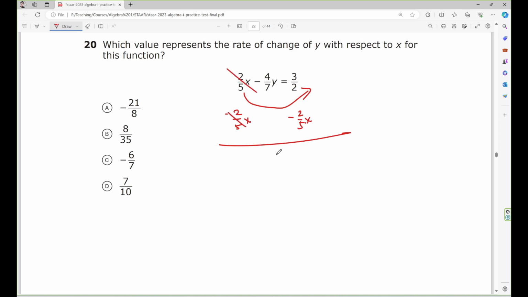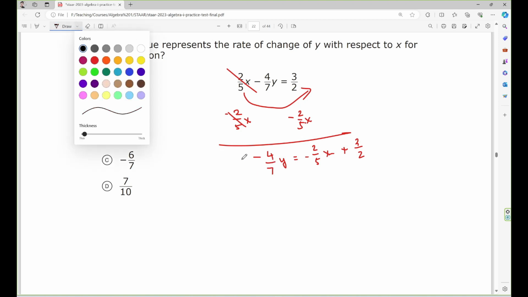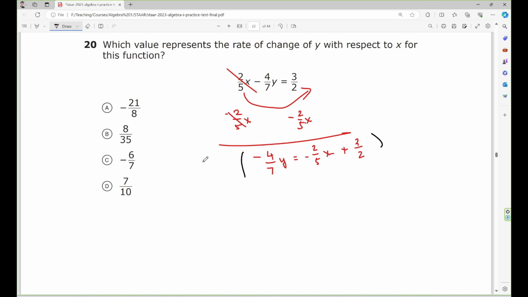So this and this cancel out. You have negative 4 over 7 y equal negative 2 fifths s plus 3 half. Alright, now we need to cancel out this one. So basically we need to multiply both sides by its reciprocal. So multiply both sides by negative 7 over 4.